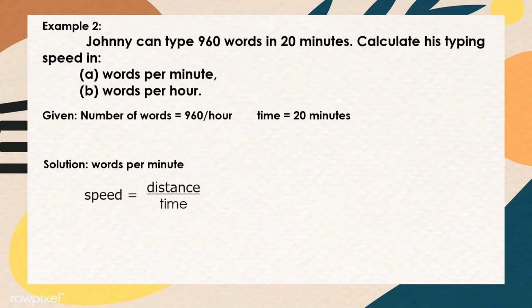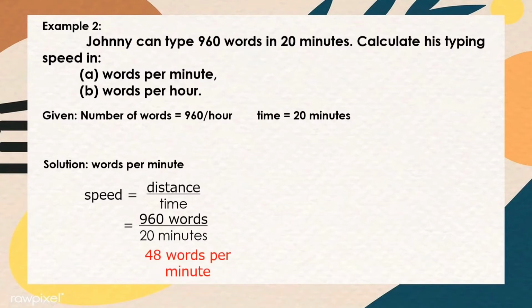okay, speed is equal to distance over time. So, the distance here is 960 words, and then the time is 20 minutes. So 960 divided by 20. So the answer there is 48 words per minute. Okay, so let's move to the second problem. We are looking for the words per hour.